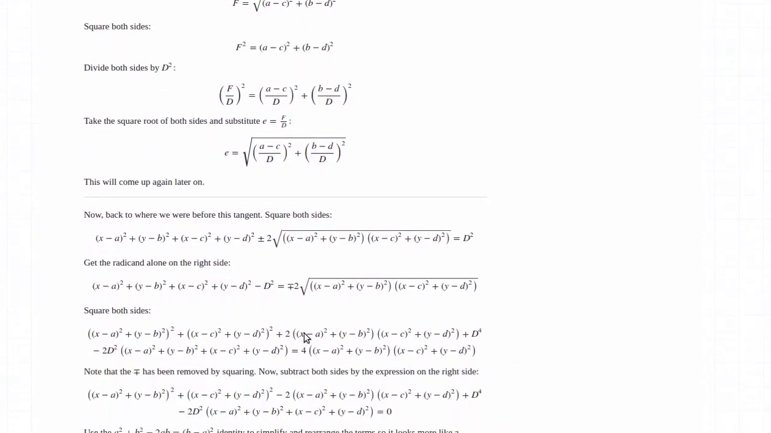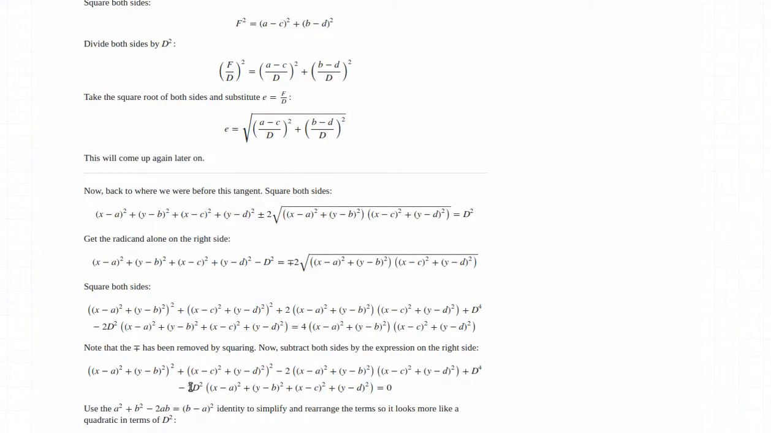Now, we realize that we have x minus a squared plus y minus b squared times x minus c squared plus y minus d squared on both sides. Here it's plus 2, here it's plus 4. So subtract both sides by the plus 4 version. On the right side, we get 4 minus 4 equals 0. On the left side, we get 2 minus 4 is negative 2.